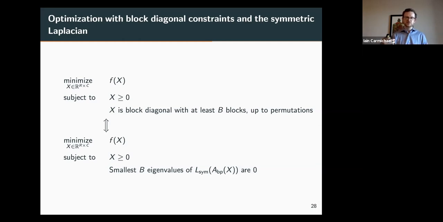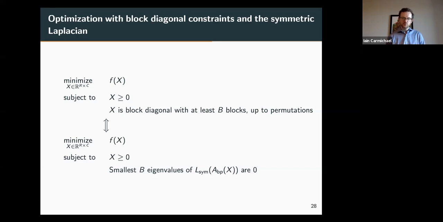Okay, so returning to our optimization problem, the original problem we're interested in is to minimize some function f over X, where X is constrained to be block diagonal with at least b blocks up to permutations. And it turns out that's equivalent to a spectral characterization. So we can turn the combinatorial constraint into a linear algebra constraint. In particular, we're going to constrain the smallest b eigenvalues of the symmetric Laplacian to 0.